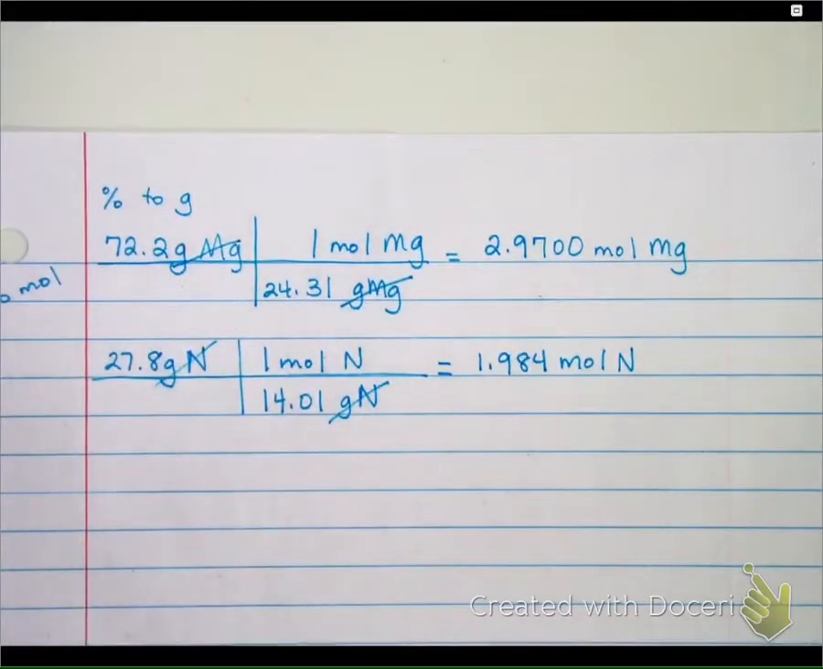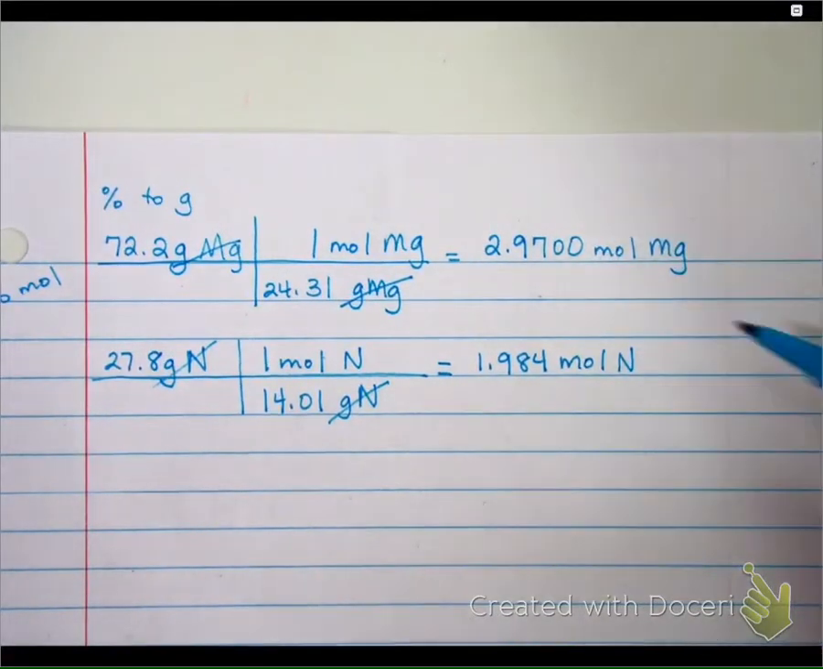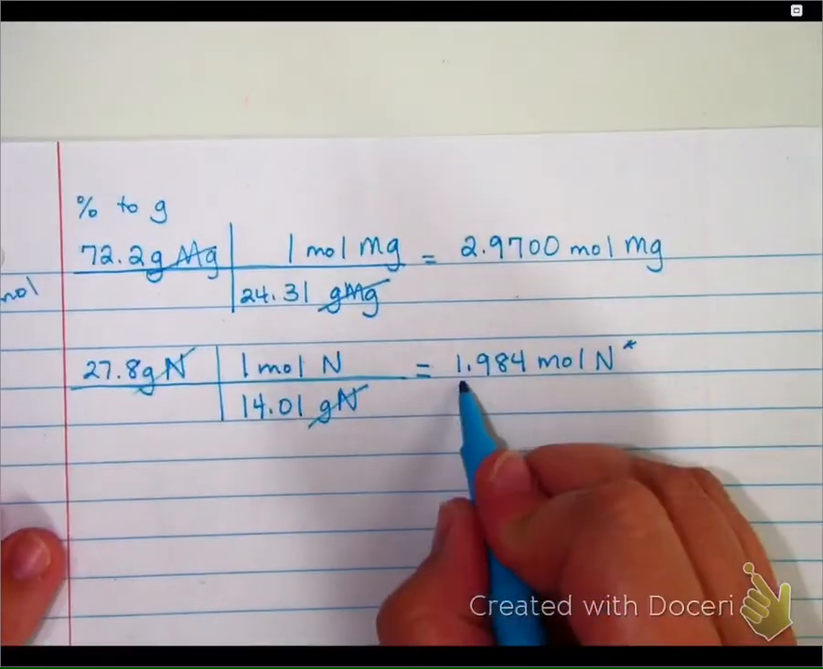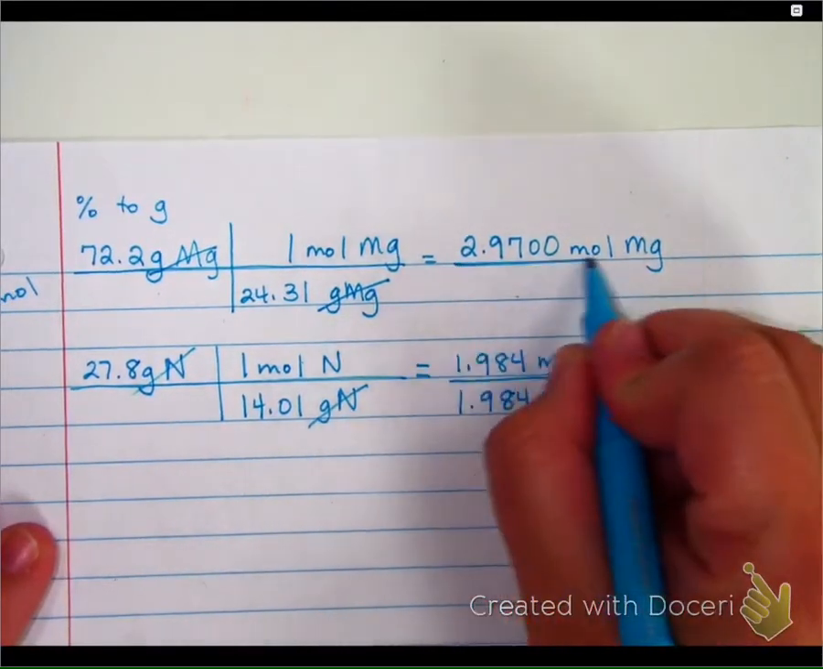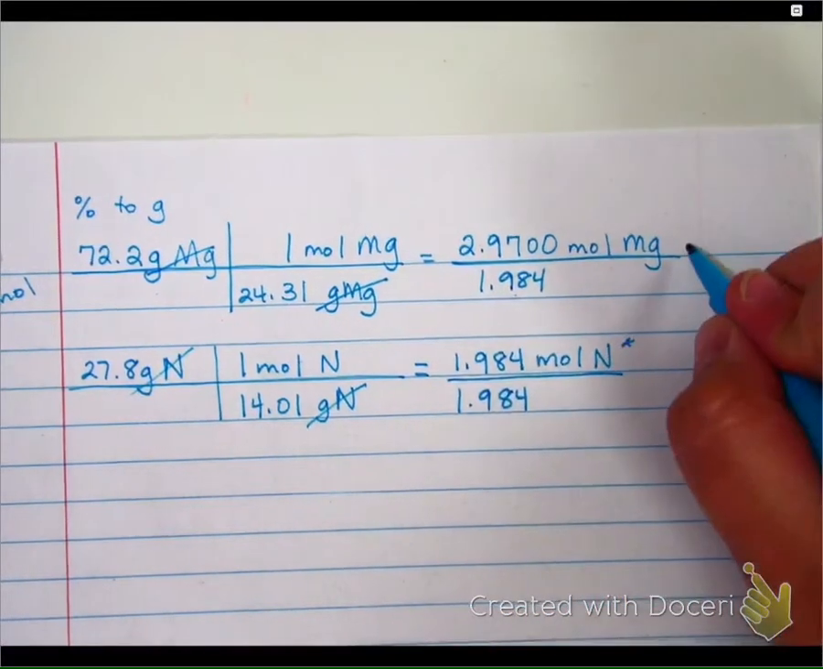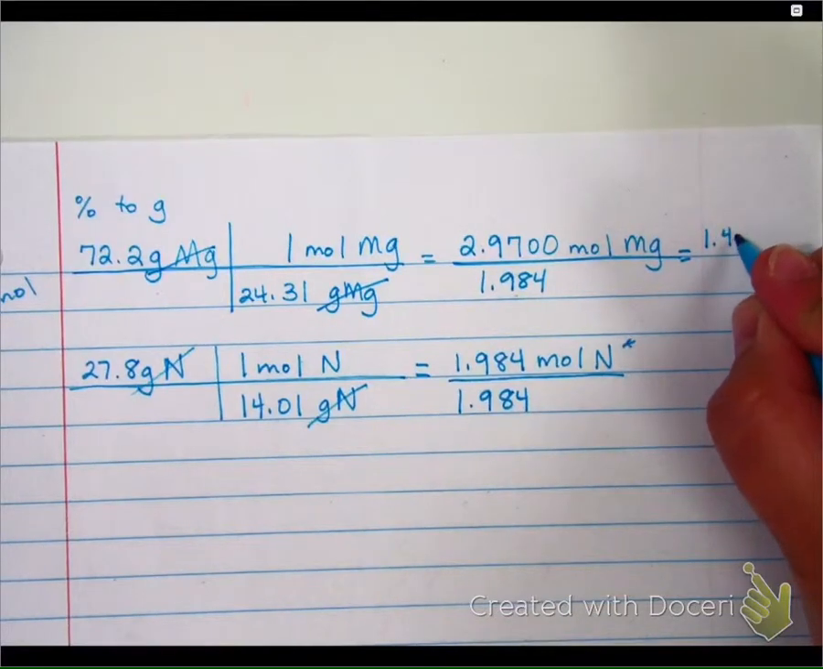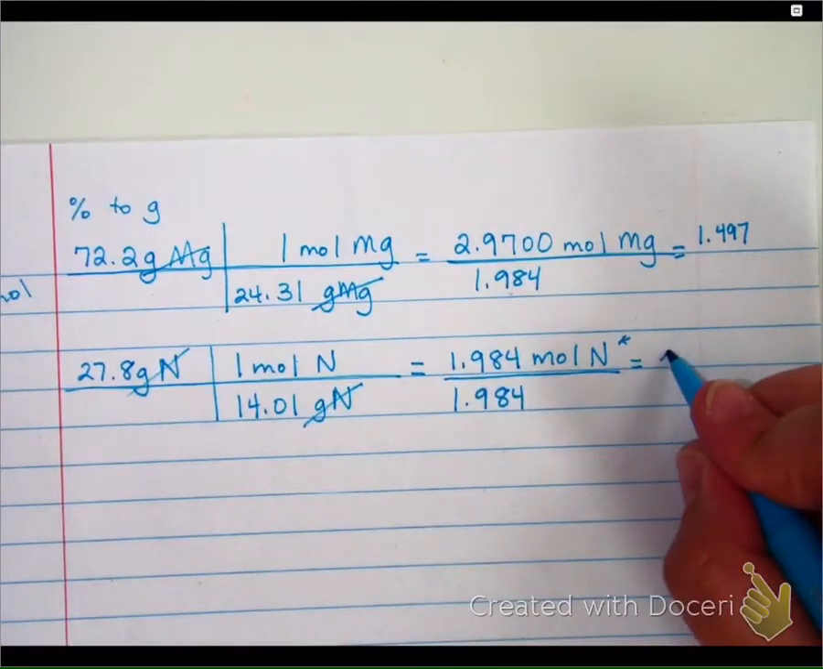Now the next to last step on these is to divide by the smallest mole amount that you have. So looking at these two answers, which one is the smallest value? And that is this one right here. So we divide all of the mole answers that we have by the smallest mole answer. And that gets us 1.497 on this one. And when we divide through by this, of course, that gets us a 1.